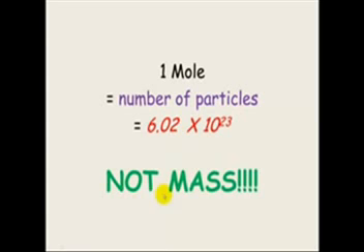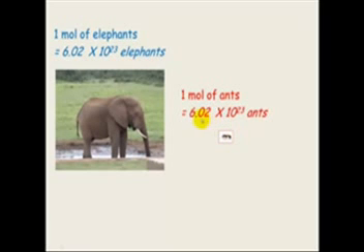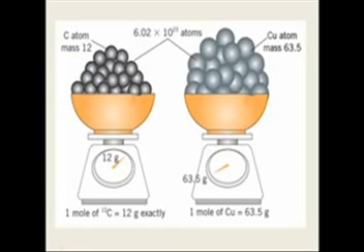It is not equal to something's mass. If we have a look at a mole of elephants, which is 6.02 by 10 to the 23rd elephants, these elephants are going to weigh a lot more than a mole of ants will. There's still 6.02 by 10 to the 23rd of each of these, but a mole of elephants is going to weigh hundreds of times more than one mole of ants. And this is important in chemistry as well.